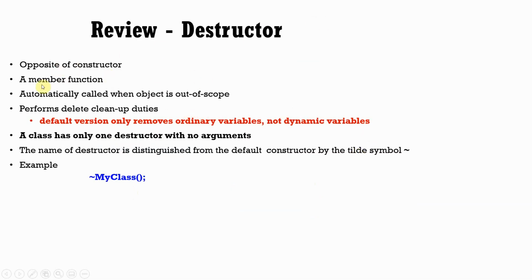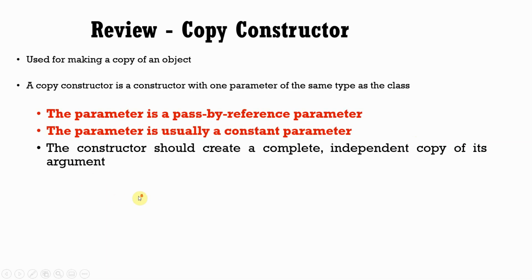Destructor is the opposite of constructor. It's a member function automatically called when an object goes out of scope. It performs delete and cleanup duties. The default version only removes ordinary variables, where ordinary here means non-dynamic or static variables. A class has only one destructor with no parameters. The name of the destructor is distinguished from the default constructor by the tilde symbol. Right, so here you see that.